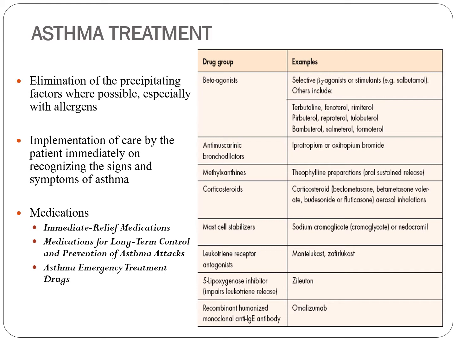The drugs are beta agonists, bronchodilators, methylxanthines, corticosteroids, mast cell stabilizers, and leukotriene receptor antagonists. For beta agonists, we mostly give salbutamol or terbutaline. Bronchodilators like ipratropium or oxitropium bromide. Methylxanthines such as theophylline. For corticosteroids, we give beclomethasone, betamethasone, or prednisone. Mast cell stabilizers like nedocromil, leukotriene receptor antagonists like montelukast, and other drugs like 5-lipoxygenase inhibitors like zileuton.